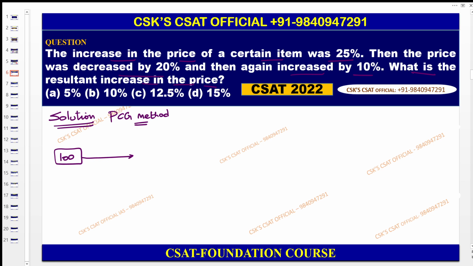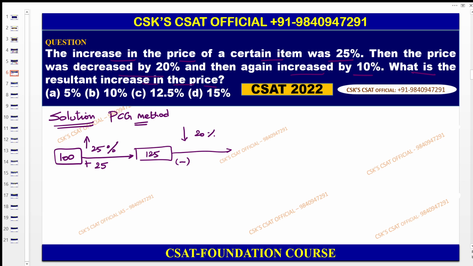Whatever is given, you can go here. The increase in the price of a certain item is 25%. 25% means what? Out of this 100, 25. Increase means you need to add. So now 100 plus 25 will become 125. Right. Now what is the next one? Decreases by 20%. Decreases means minus. Right.